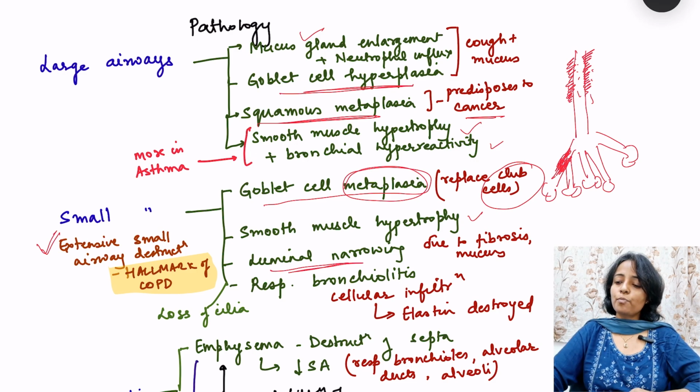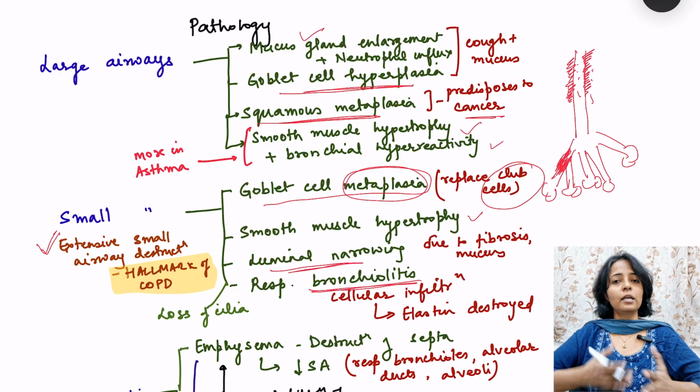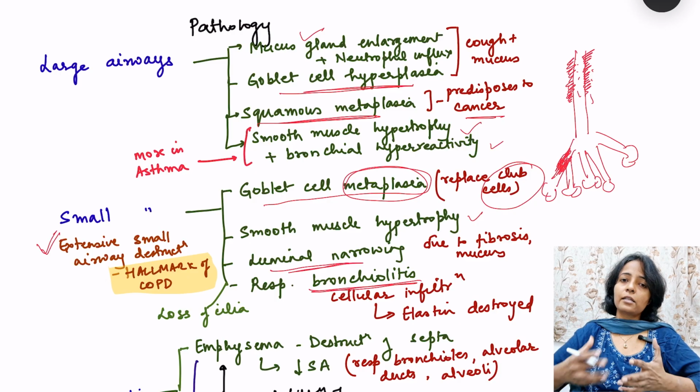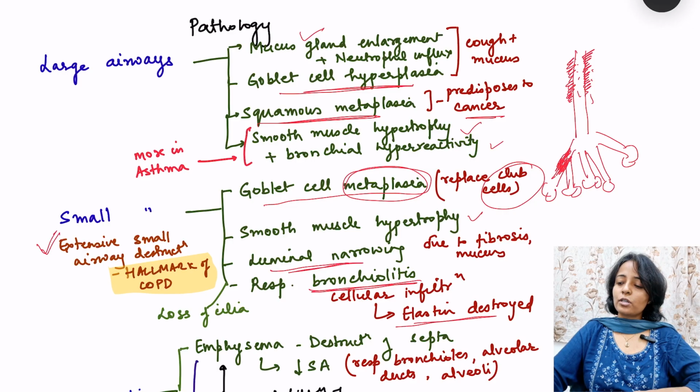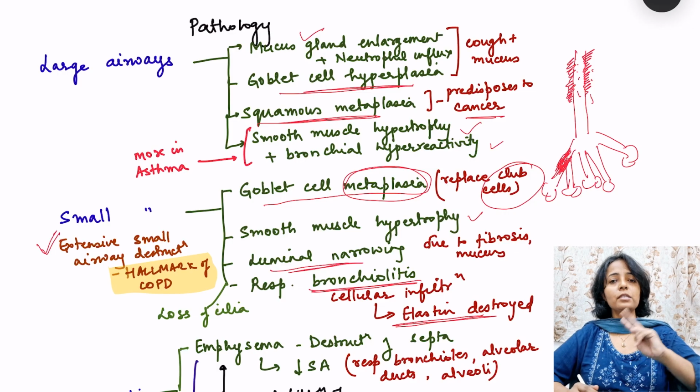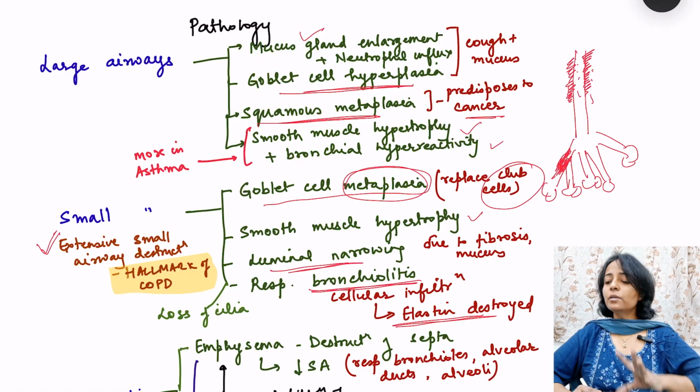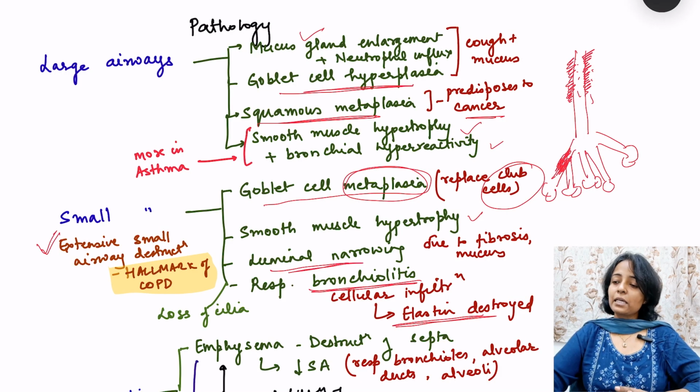Then respiratory bronchiolitis, that is inflammation of the bronchioles, is there. And I am telling you again and again that there is neutrophil infiltration that is going to cause elastin damage. Both neutrophils and macrophages are going to damage the elastin, thus making it as one mass. Okay, so that is the emphysema.